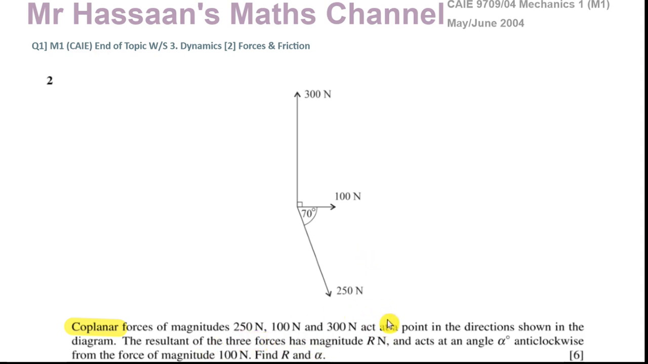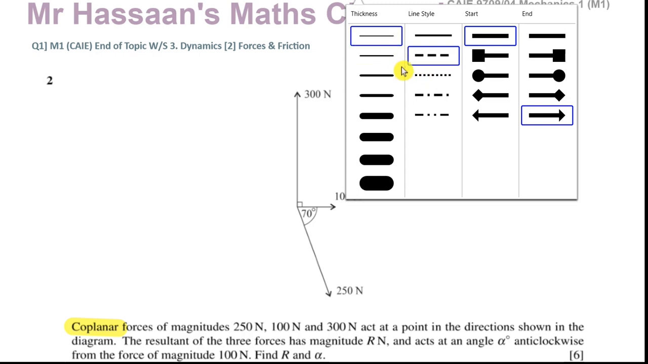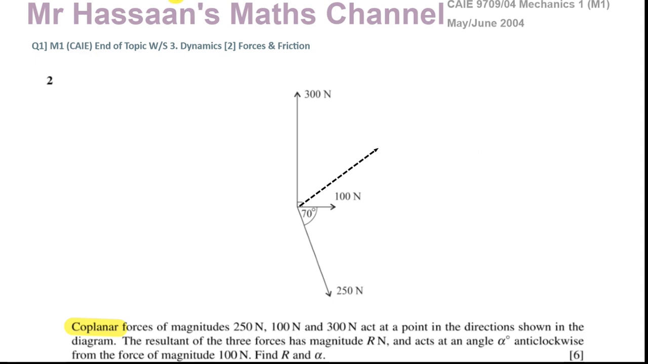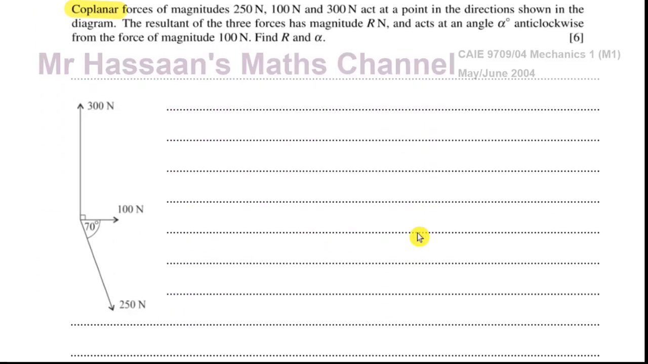The resultant of the 3 forces has a magnitude R newtons and acts at an angle of alpha degrees anti-clockwise from the force of magnitude 100 newtons. So the resultant force is going to act something like this, in this direction. The resultant force will be somewhere in that direction, anti-clockwise from the 100 newtons force, at an angle of alpha from it. The angle would be alpha. So that's the resultant force. Find R and alpha.